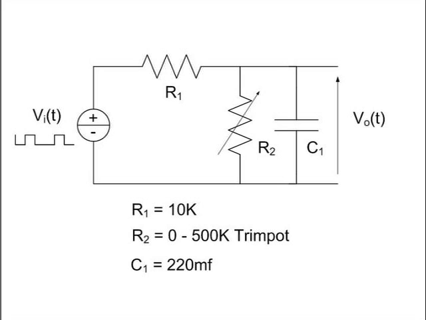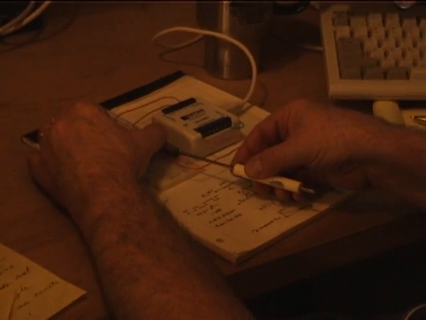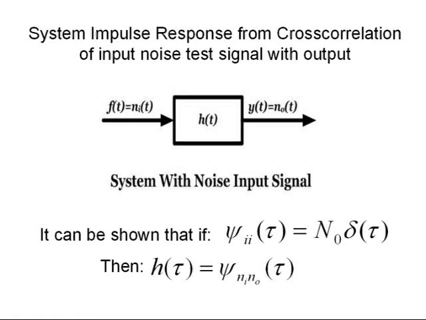By adjusting R2, the 500K trim pot, we can change the time constant of this circuit, and we can see the change in the impulse response. For those of you interested in the theory, we're using the cross-correlation method of determining system impulse responses.